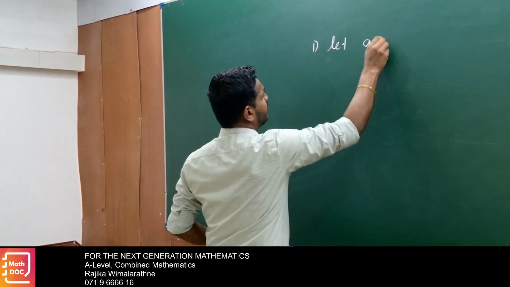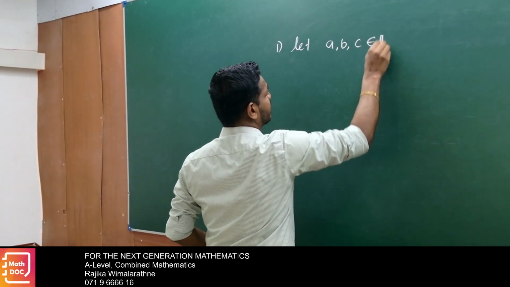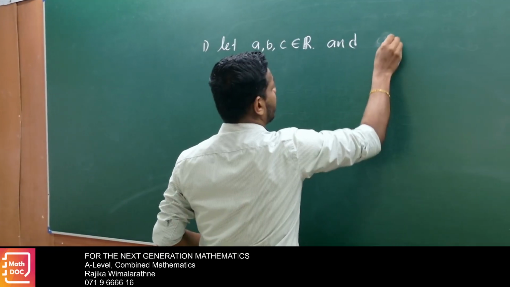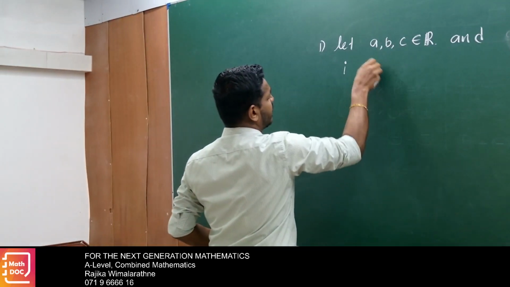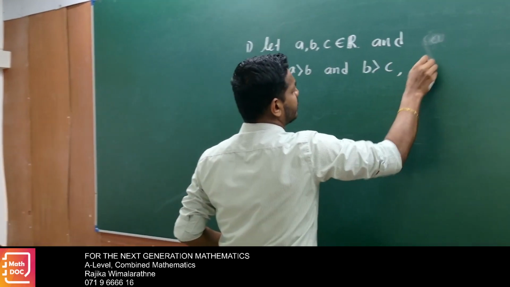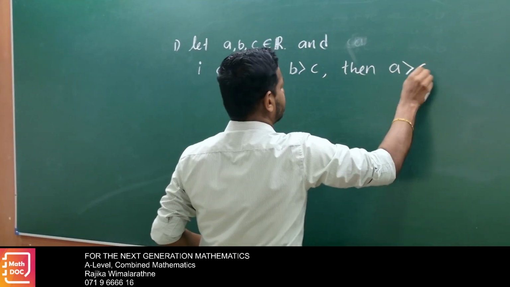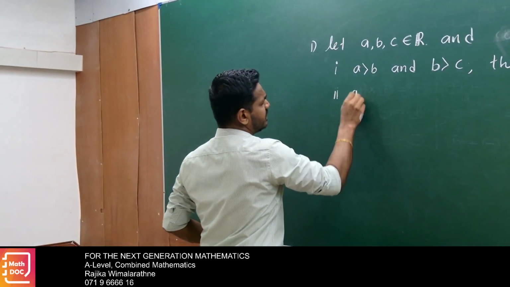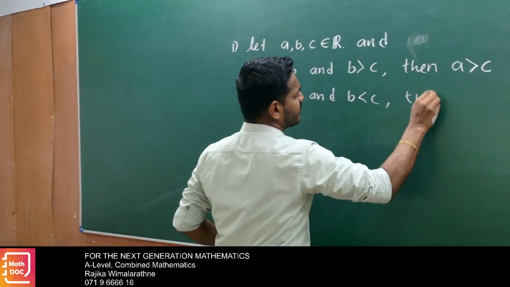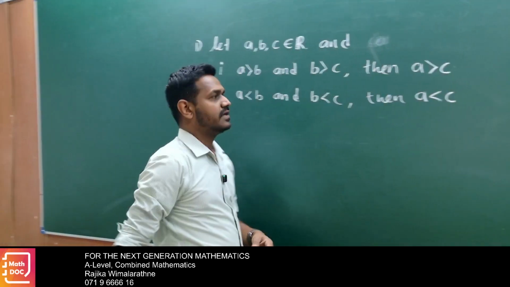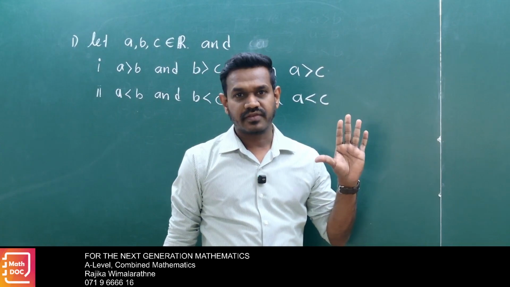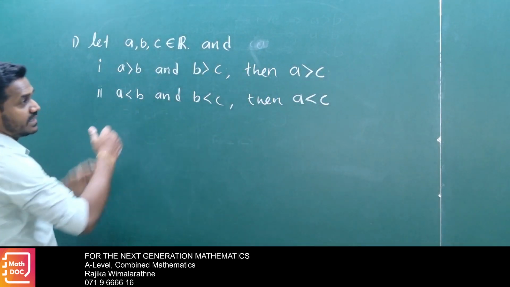Let A, B, C be real values. First one, A greater than B and B greater than C, then A greater than C. Second one, A less than B and B less than C, then A less than C. Okay, this is one thing. Then we have two inequalities, no? We have gathered them together.